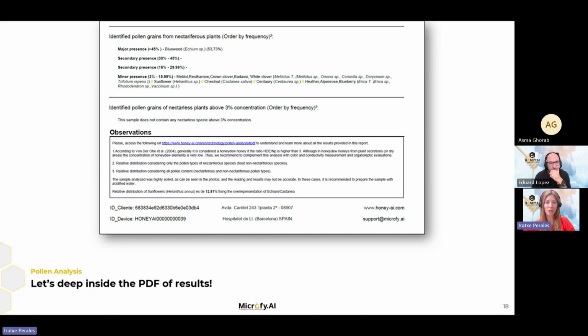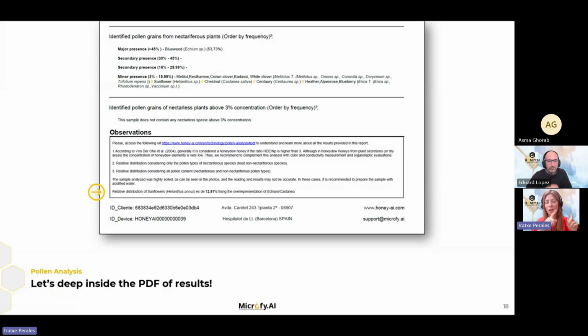In observations, this is very, very important, because here you have the direct link to our website where we explain this PDF, as I said before, with interactive map. And also we have here the explanation about the nectariferous, polliniferous, and everything. If the sample is too dirty, it's not clear, we include here an observation, so you can redo the analysis with acidulated water. And also, because we know that some labs do this, for instance, QSI, we know that they use this correction with overrepresentation.